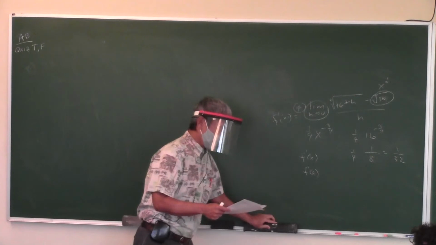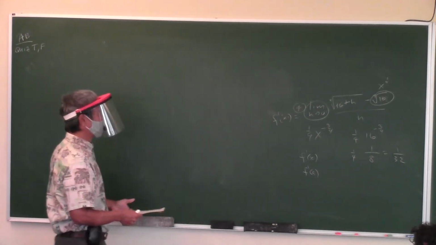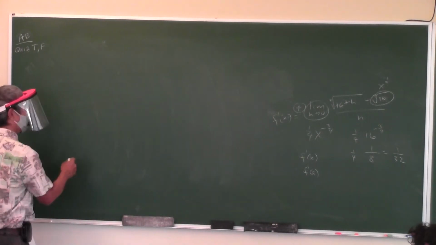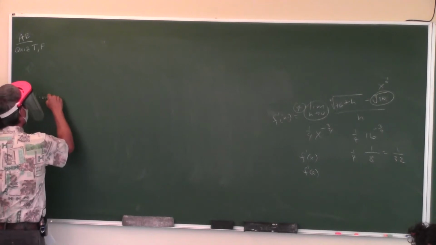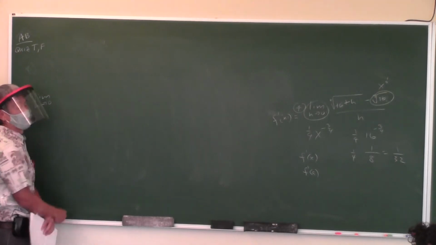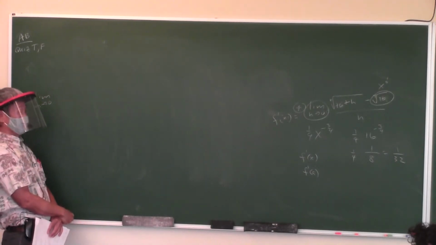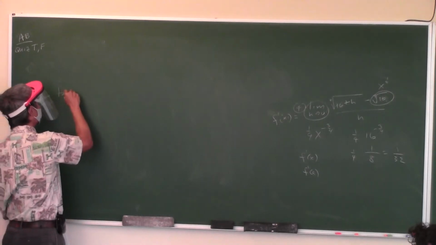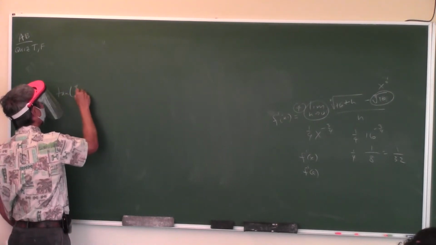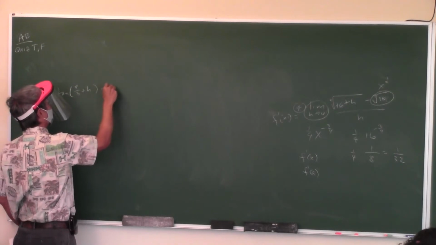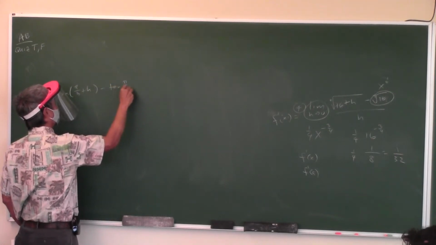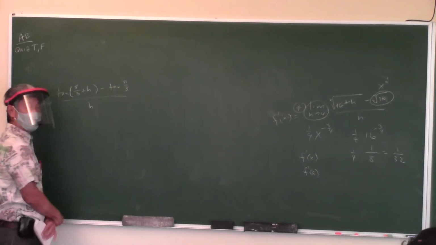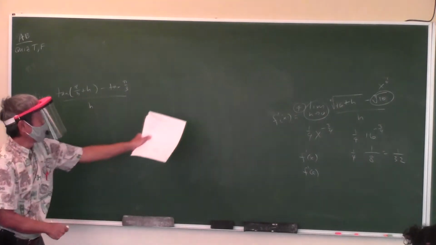So for example, on the next quiz, I wouldn't be surprised if you saw this. Limit as h approaches 0. Okay, let me think. Tangent of pi over 3 plus h minus tangent of pi over 3, all over h. That's the same problem as that.